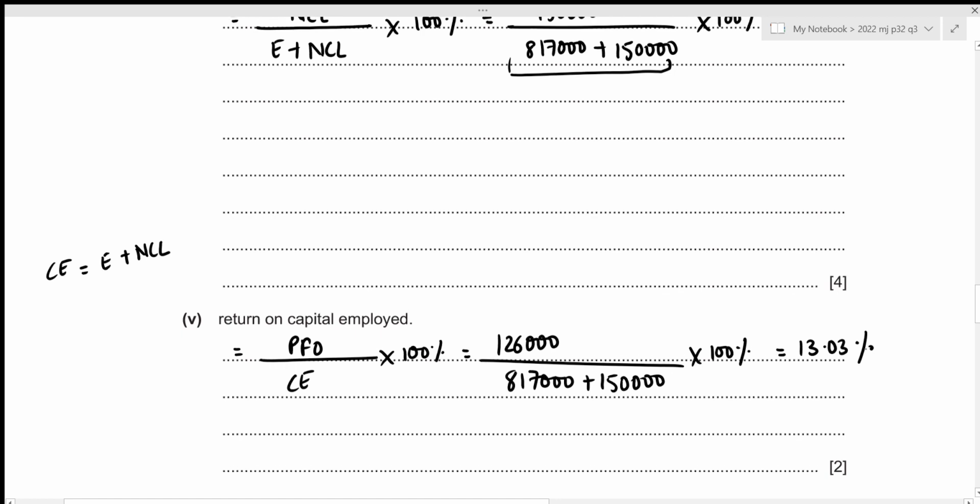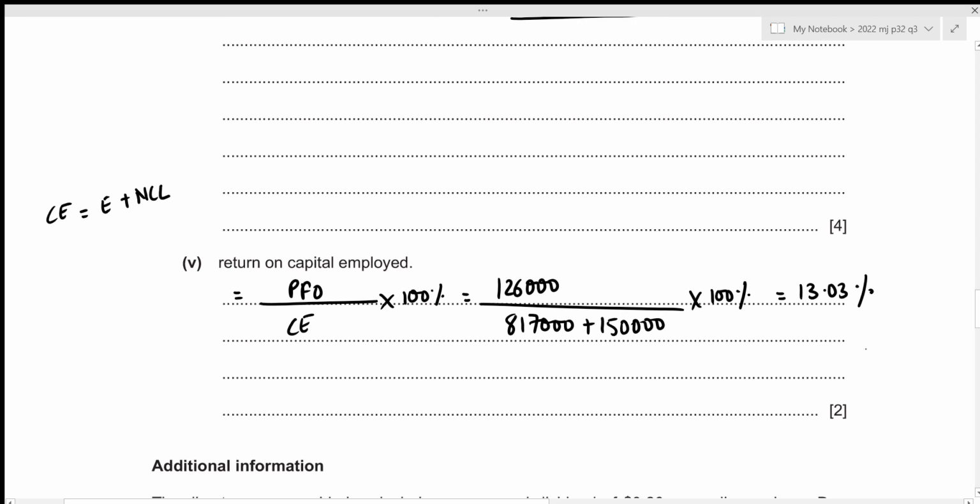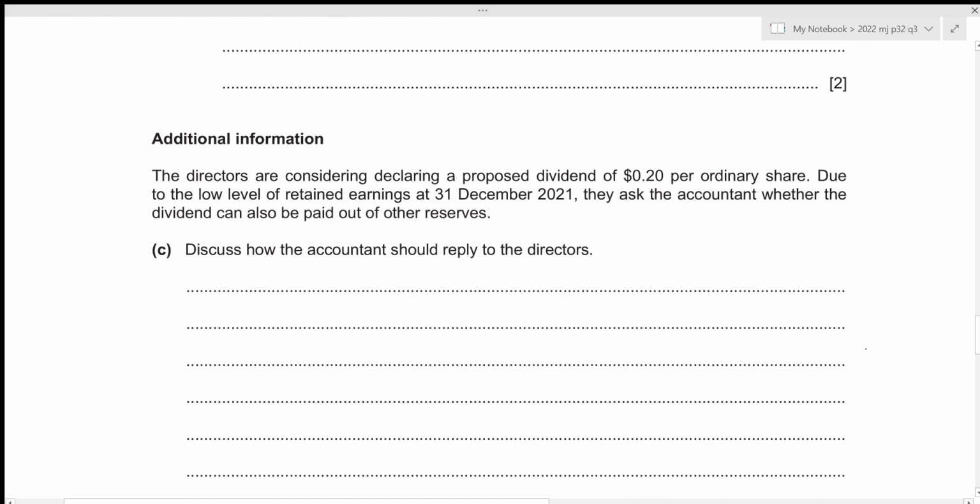Okay, this concludes the second part of this question. Let's move towards the third one. We are given additional information. The directors are considering declaring a proposed dividend of 0.20 per ordinary share, and due to the low level of retained earnings at 31st December 2021, they asked the accountant whether the dividend can also be paid out of other reserves. So the other reserves is just going to be our general reserve and revaluation reserve. Now we need to discuss how the accountant should reply to the directors.